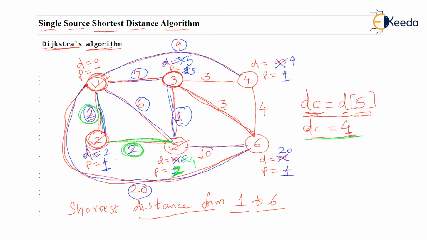Check the distance is 10, but you add DC to it, that is 14, 10 plus 4, and then compare it with the distance of 6. As 14 is lesser than 20, we will update this and we will also update path. Path will be equal to 5 because we are processing fifth vertex. That's it, we have processed the fifth vertex.